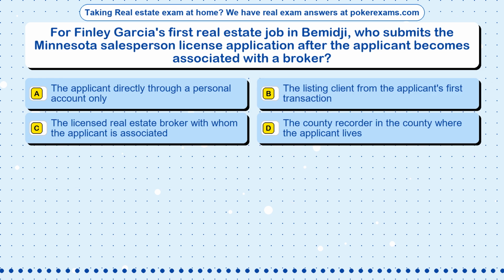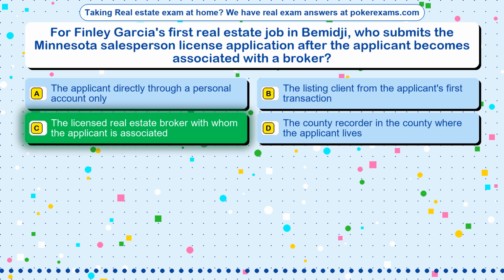Question 99. For Finley Garcia's first real estate job in Bemidji, who submits the Minnesota salesperson license application after the applicant becomes associated with a broker? Option A. The applicant directly through a personal account only. Option B. The listing client from the applicant's first transaction. Option C. The licensed real estate broker with whom the applicant is associated. Option D. The county recorder in the county where the applicant lives.